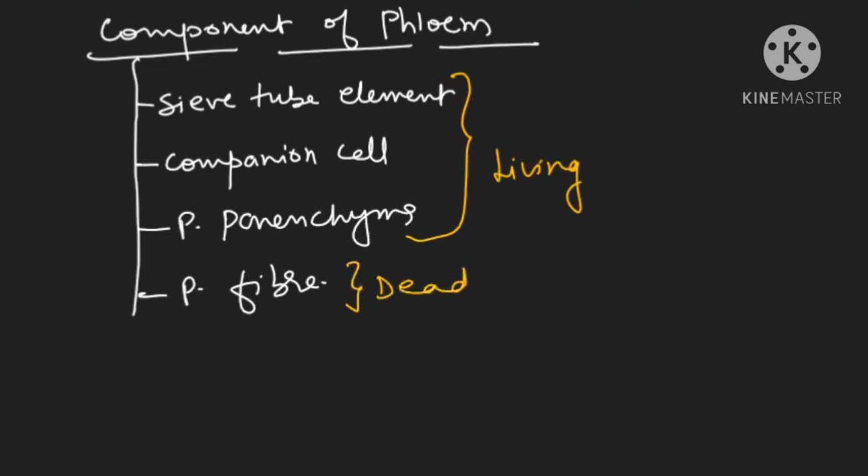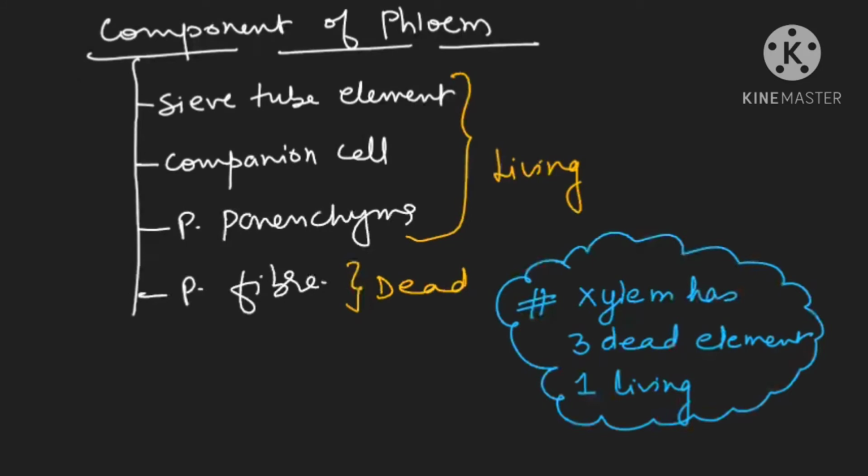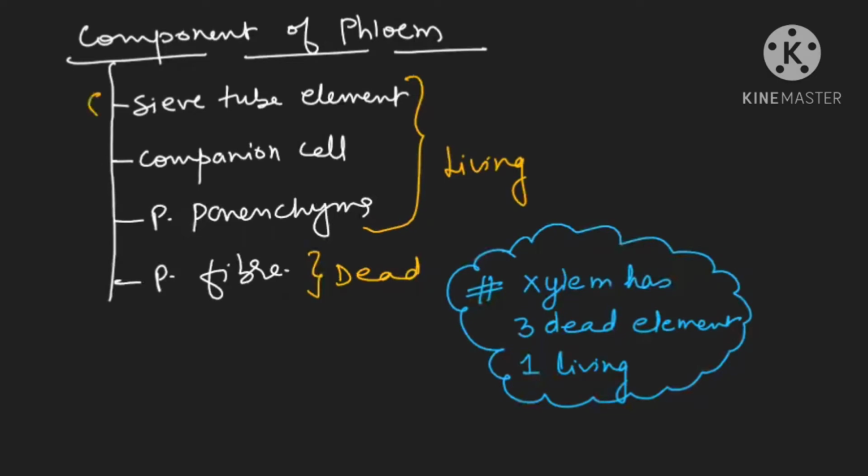Remember in the xylem, I'll just write it here, just for your learning sake, remember it. Xylem has three dead elements. Which three dead elements? Tracheids, vessels, and xylem fiber, and only one living element, that was xylem parenchyma. Is it clear? But in case of the phloem, phloem is having three living and only one dead.